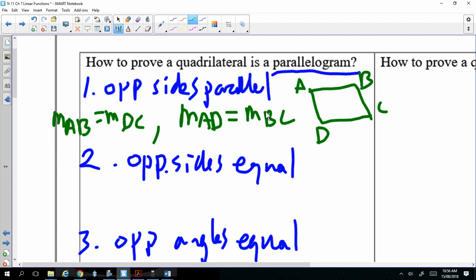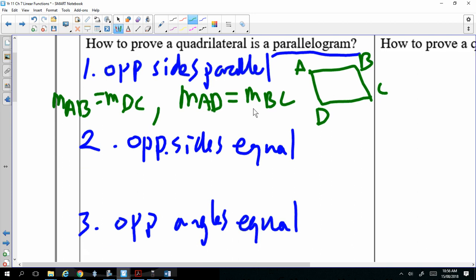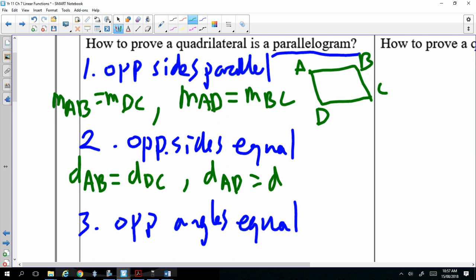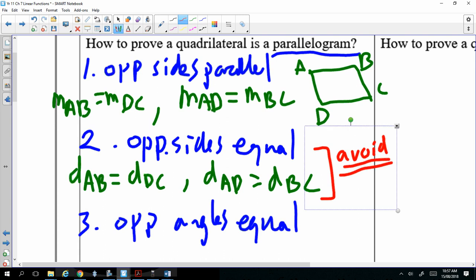Okay, how about the other one? Opposite sides are equal. You prove the length of distance AB equal to distance DC, distance AD equal to distance BC, right? But which one will be faster, the parallel or the sides, in terms of calculation? Yeah, because the gradients are much easier to calculate than distance. Agree? So this one I will try to avoid if possible because it's longer to do in this topic, because the distance formula is complicated, whereas this one is quicker.